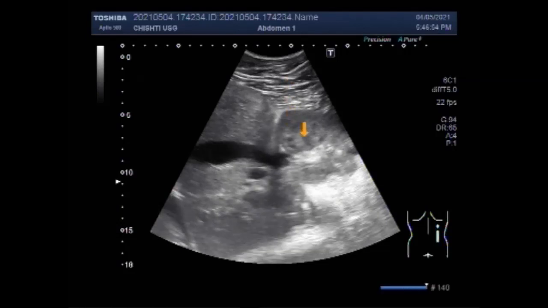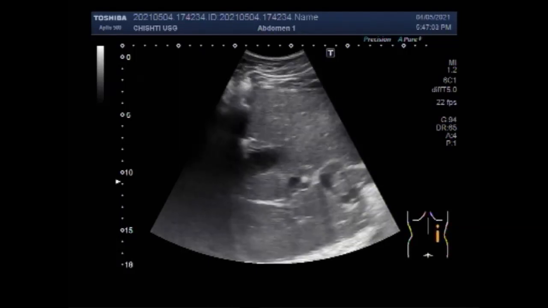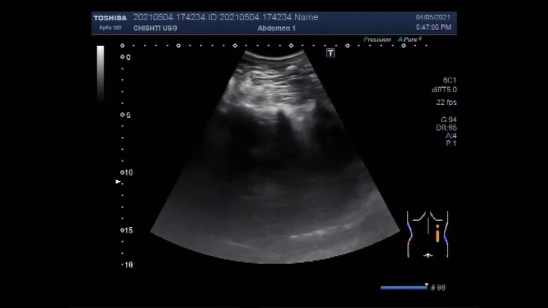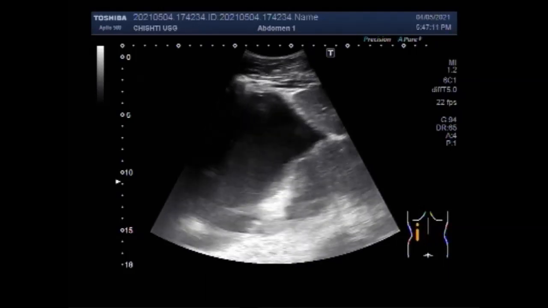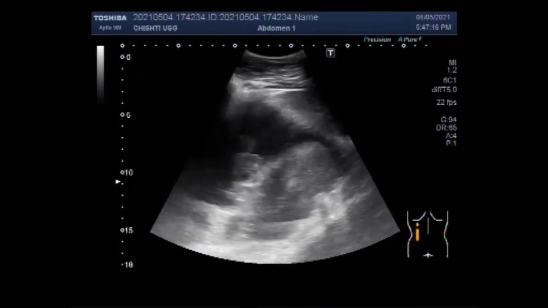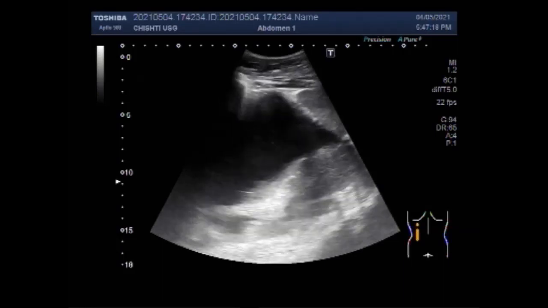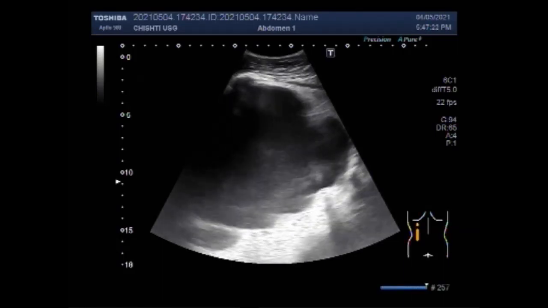Now you can see the patient is in prone position. You can see the liver. Now you can see the left lung and collapsed lung tissue. I will show you the collapsed lung tissue floating inside the pleural fluid.